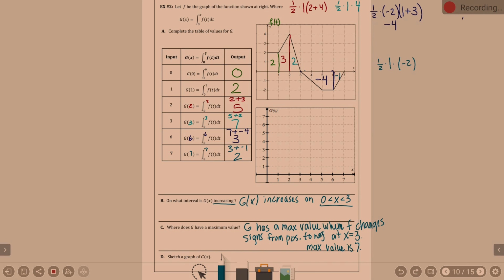And D says to sketch a graph of g of x. Now, we have information here for g of x, don't we? Oh, yeah, for sure. We have some inputs and outputs. So if you haven't already, put those ordered pairs on. First ordered pair is 0, 0, then 1, 2, 2, 5. Yep. 3, 7. 6, 3. 7, 2.